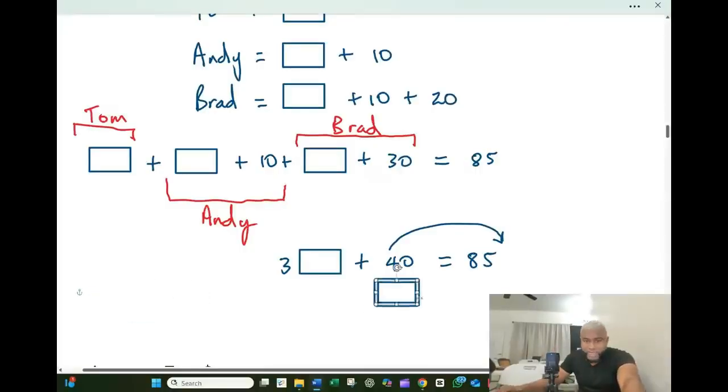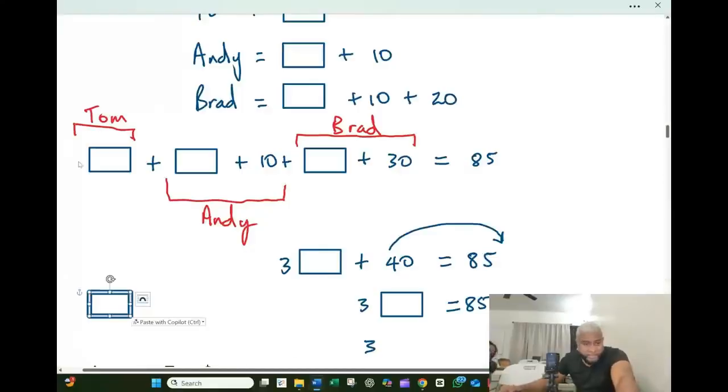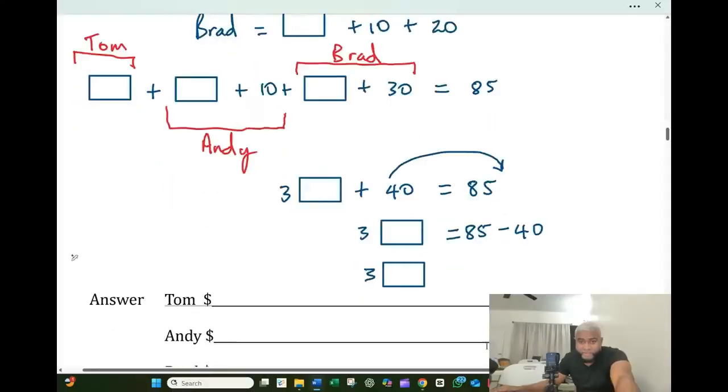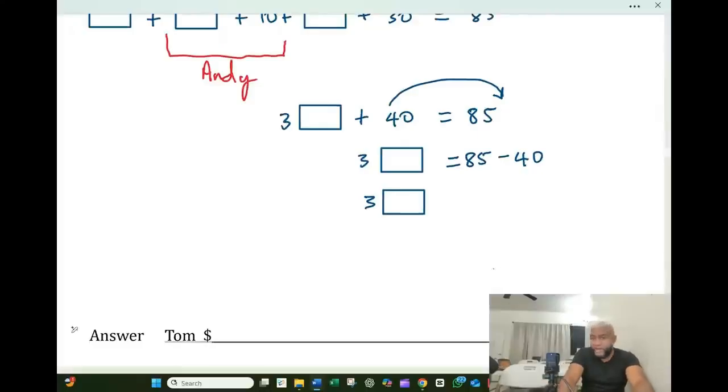So we still have 3 boxes here, right? So 3 boxes would be equal to 85 minus 40. So in high school, we say what operation you do on one side, you do the opposite of the operation on the next, right? So if you add on the left-hand side of the equal sign, you subtract on the right, okay? Then I'm going to put back the 3 box. So 3 box would be equal to 85 minus 40.